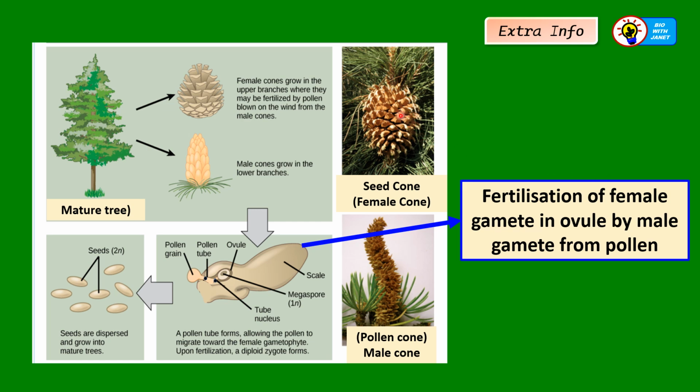Now this picture shows you the seed cone, which is the female cone, and the pollen cone, which is the male cone, right? And this picture here shows you each scale in the seed cone. Here is an ovule in the scale. Now the pollen grain, if it lands on the scale, will grow a tube, and then the male gamete will fertilize the female gamete in the ovule. Okay, and then after that the seeds are formed and they are dispersed, usually by wind, and then they grow into mature trees.